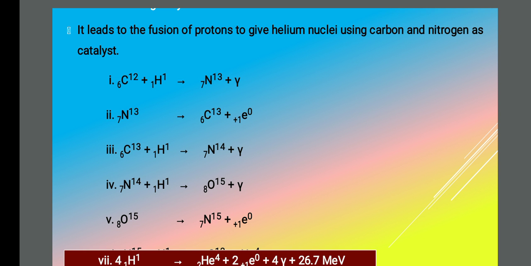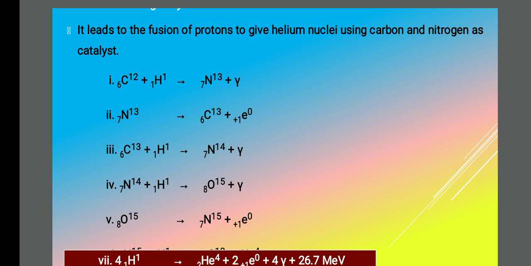Okay, I'll repeat the process once again. Carbon 12 combines with a proton to give nitrogen 13 plus gamma rays. Then nitrogen 13 gives you carbon 13 plus positron. Carbon 13 again combines with a proton to give nitrogen 14 plus gamma rays. Nitrogen 14 combines again with a proton to give you oxygen 15 plus gamma radiation. Oxygen 15 gives you nitrogen 15 plus positron. Nitrogen 15 combines again with a proton to give you carbon 12 plus helium.